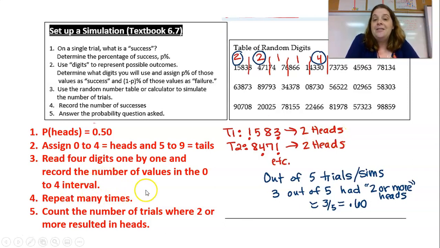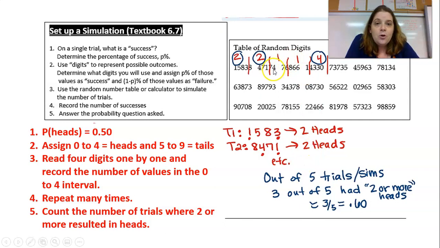Okay, and then I'm going to do this again. I'm going to repeat this many times. So my next 4 digits would be 8, 4, 7, 1. You can see that down here, 8, 4, 7, 1. There are 2 numbers between 0 and 4. Those would be the 2 heads, okay, etc.